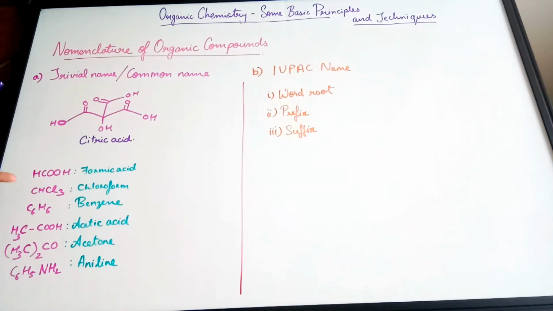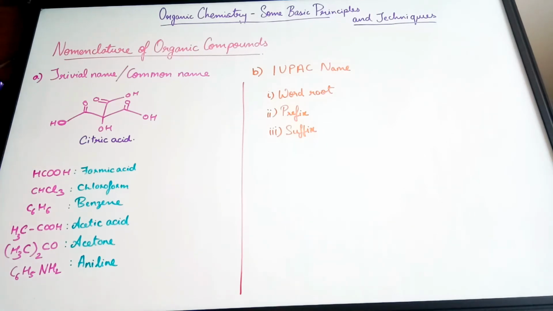fruits. Formic acid, HCOOH. If you've been stung by a red ant, you know that burning sensation and that itch, whatever irritation happens is because of this acid called formic acid. And the Latin word for ant is formica, and because of that HCOOH got the name formic acid. Chloroform, CHCl3, is called chloroform because of its similarity to formic acid.